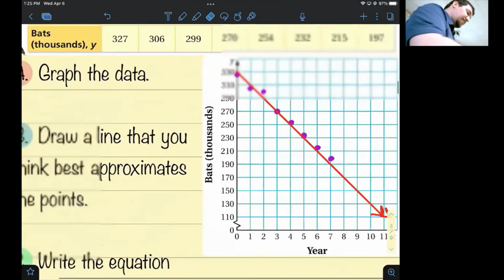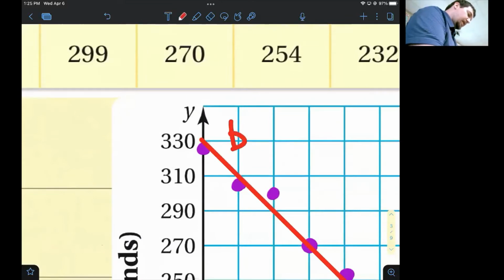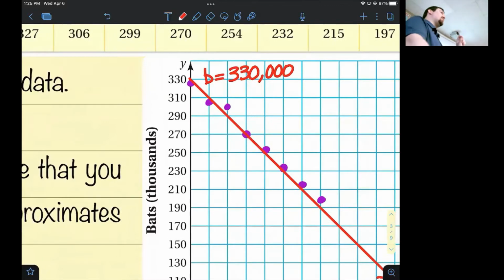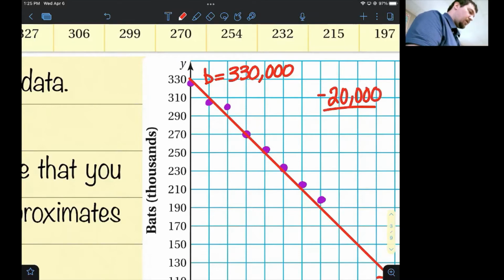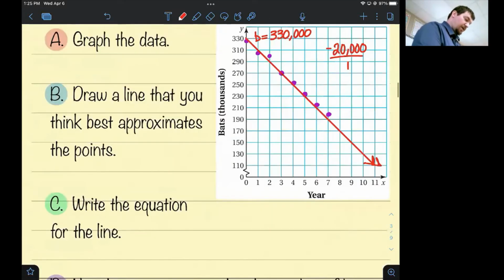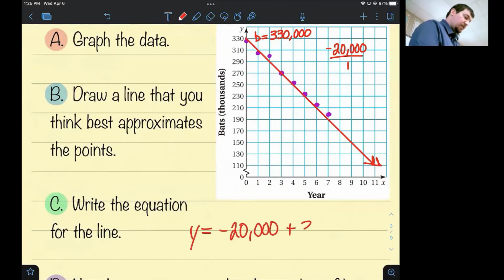And so it's going to have a B value. My trend line has a B value of 330,000. And then its slope looks like it's going down 1. Now remember, going down 1 isn't really going down 1. What are they counting by here? Carson? Each time you go down 1, how many thousands are they? There we go, 20,000. So going down 1 is going down 20,000 over 1, or just negative 20,000. So my trend line is going to have an equation of y equals negative 20,000 plus 330,000.